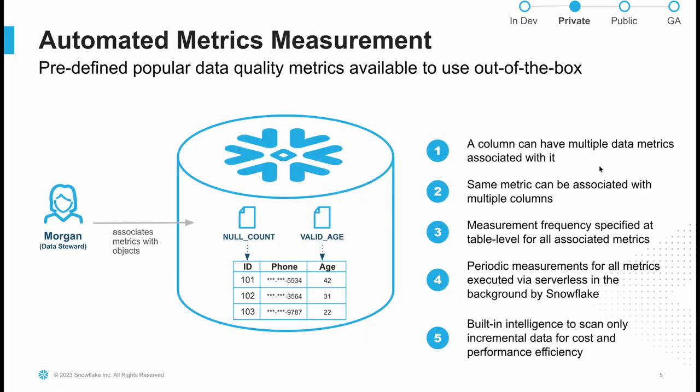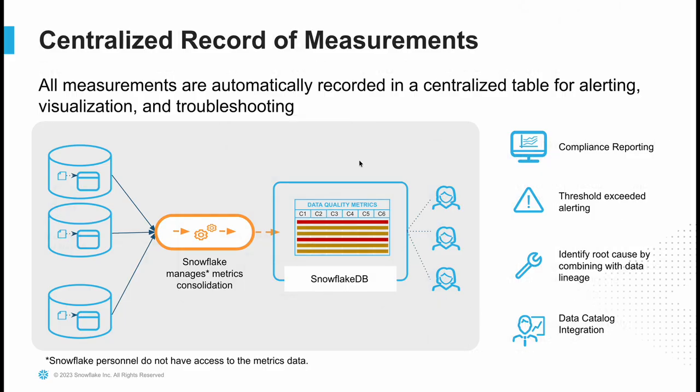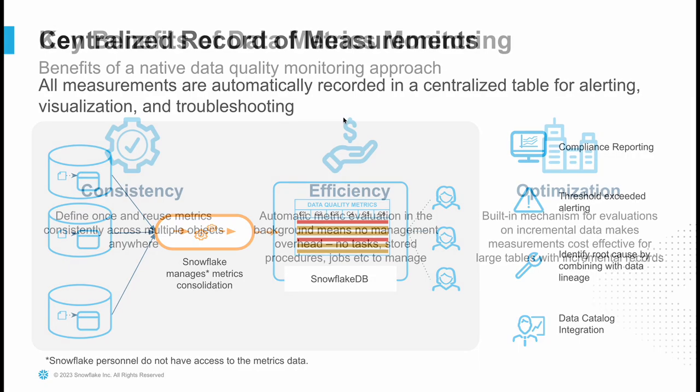Again, a column can have multiple data metrics associated with it. The same metric can also be associated with multiple columns. Measurement frequency is set at the table. So whenever you create that data metric function, you're going to set that schedule, and that's going to be at the table level. So all columns in that table that you've applied a function to are going to run on the same schedule. As I mentioned, there is a centralized database table for showing you the actual results.